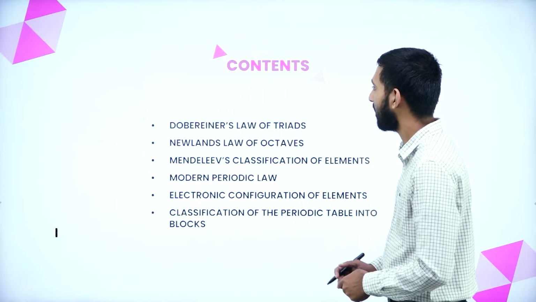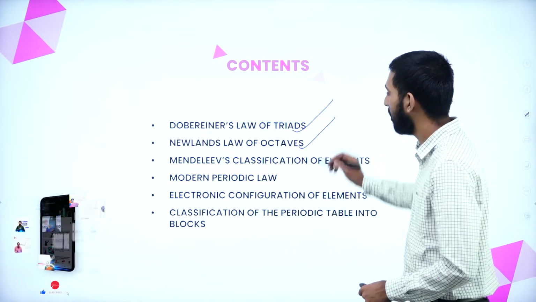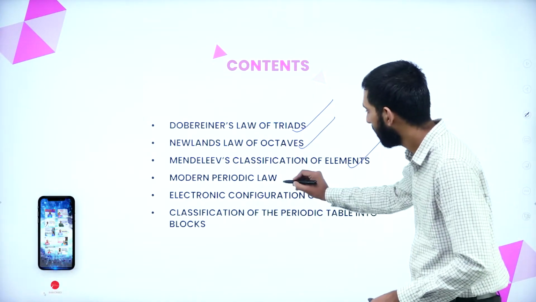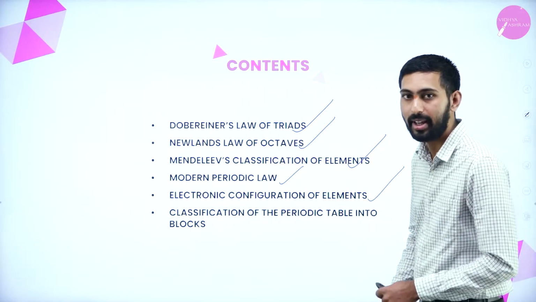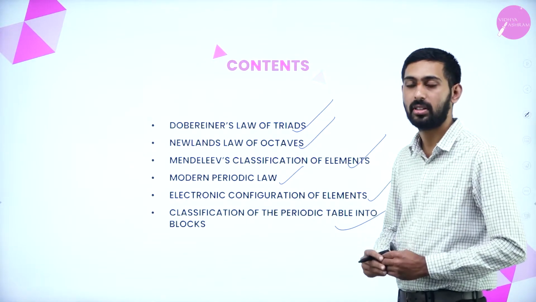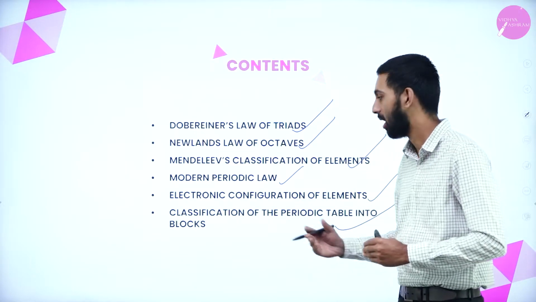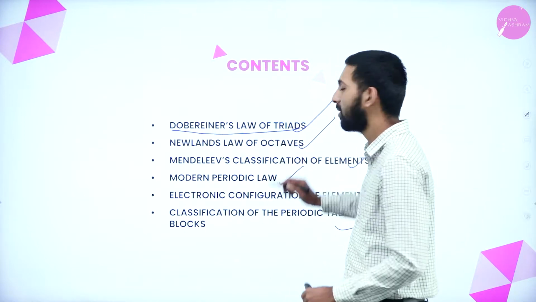Okay, now let us study today Dobereiner's Law of Triads, Newlands' Law of Octaves, Mendeleev's Classification of Elements, Modern Periodic Law, Electronic Configuration of some Elements, and Classification of the Periodic Table into blocks. In the periodic table, some blocks are there like s block, p block and d block. So we have classifications. Okay. Now let us study Dobereiner's law of triads.